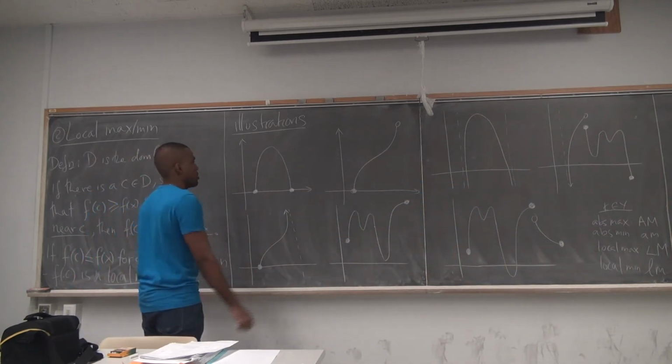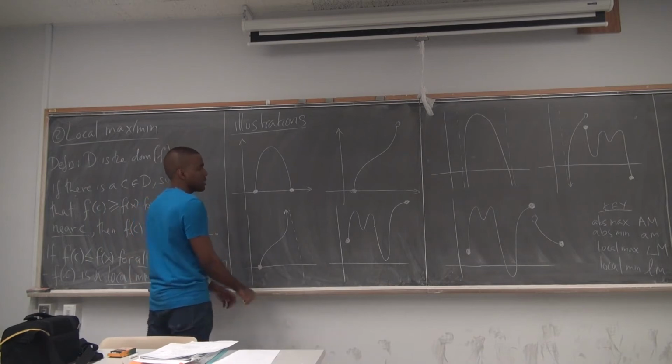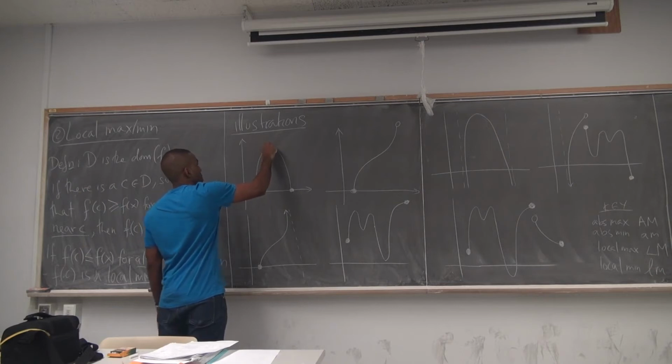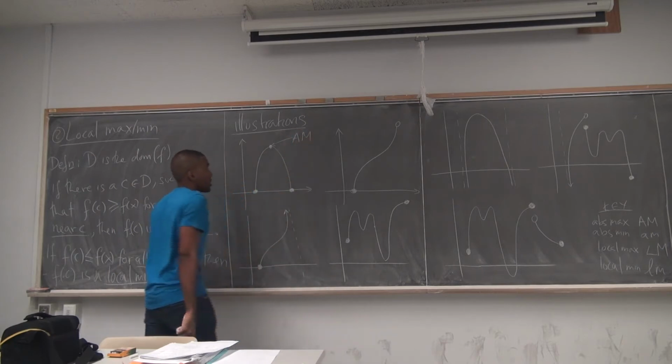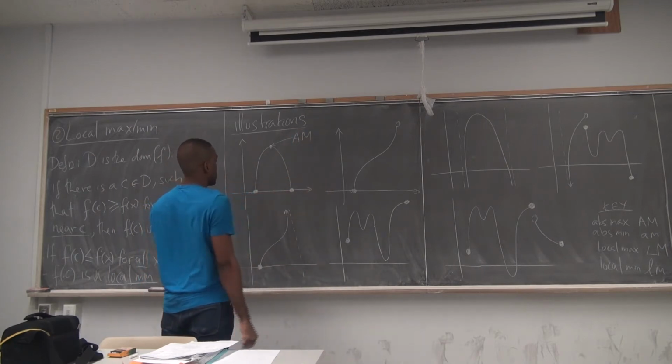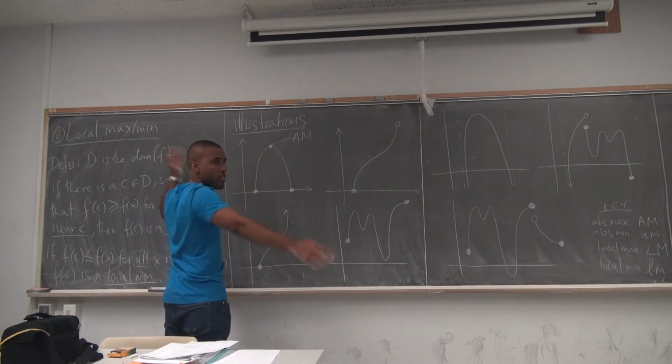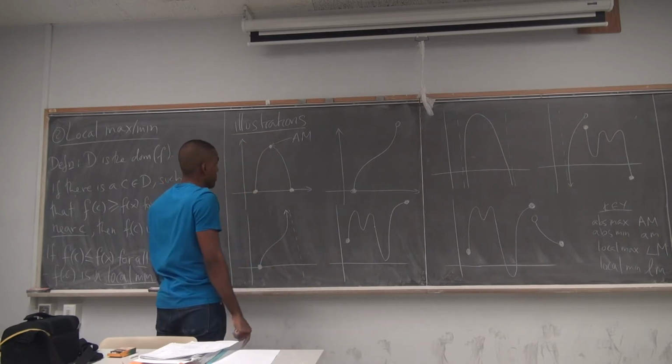Here, absolute max, absolute min, do they exist? Yeah. Right. There's a y value at this top here, at the peak, right? That guy here is an absolute max, right? Because if you look on the entire domain of this function, that y value is bigger than every other y value, right?